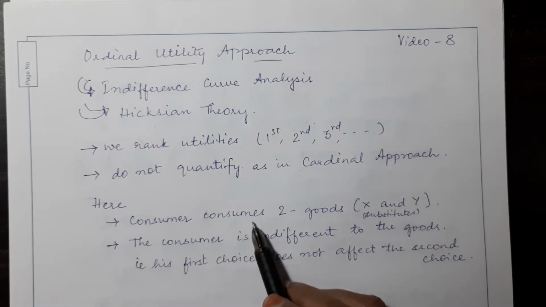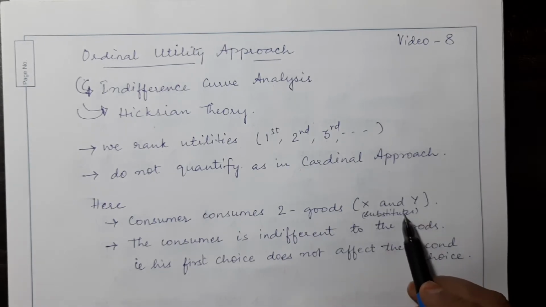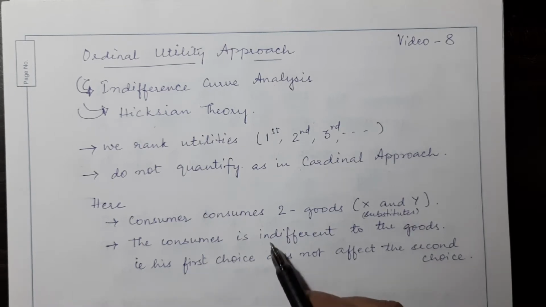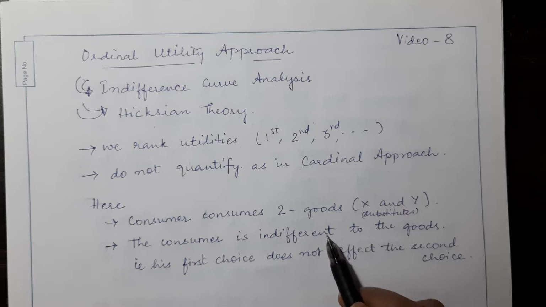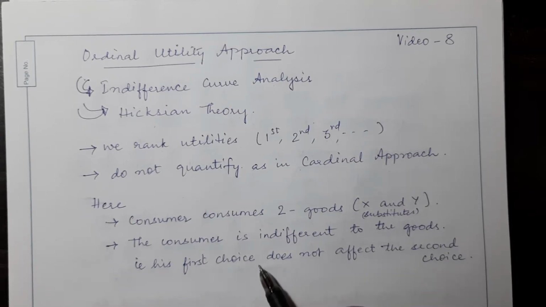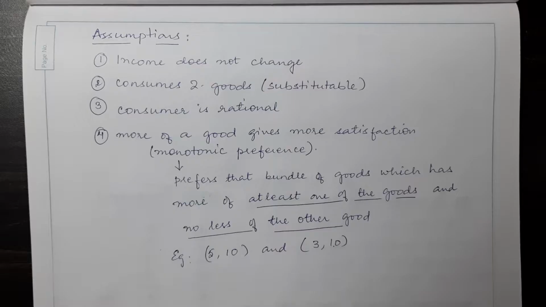Here, the consumer consumes two goods X and Y, which are substitutable. And then the consumer is indifferent to the goods. Indifferent or impartial. That is, his first choice does not affect the second choice.